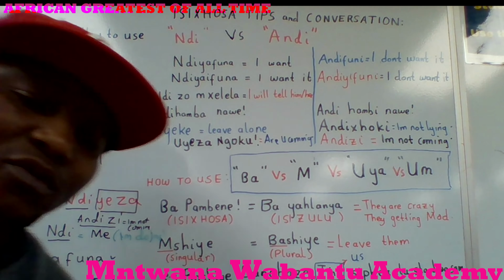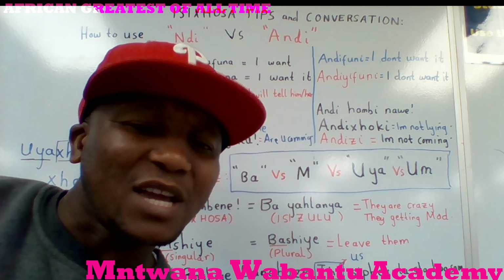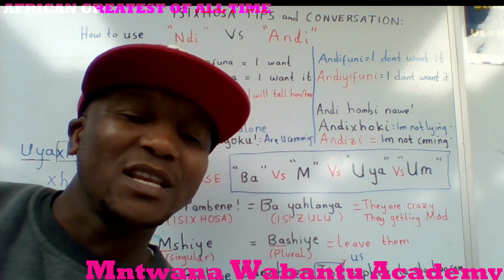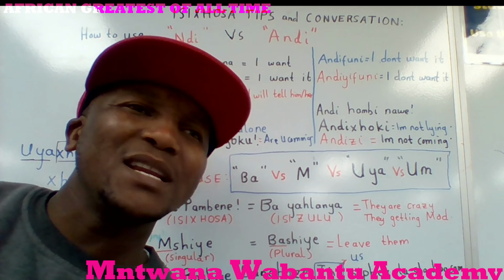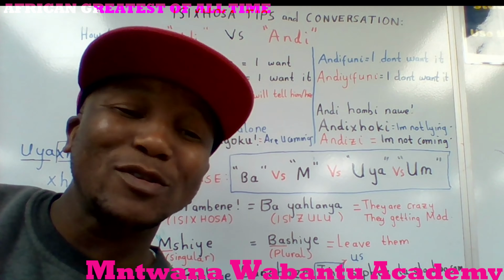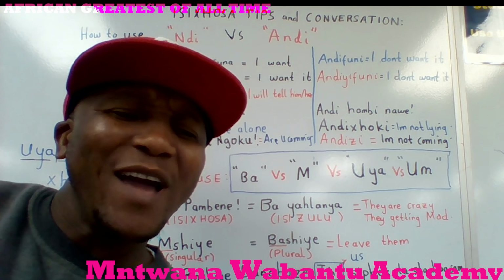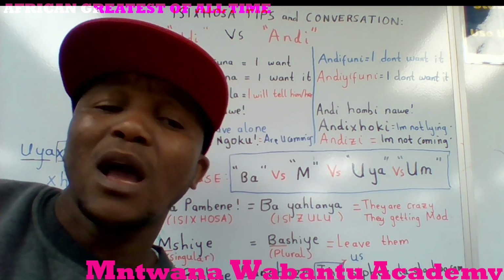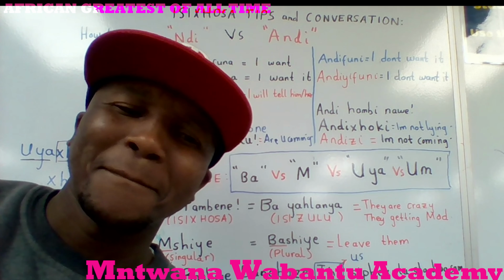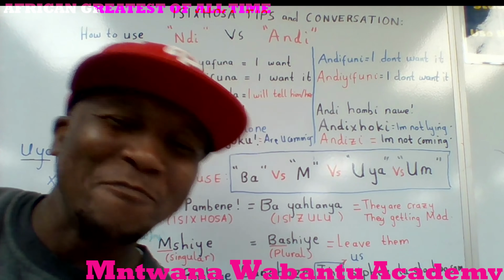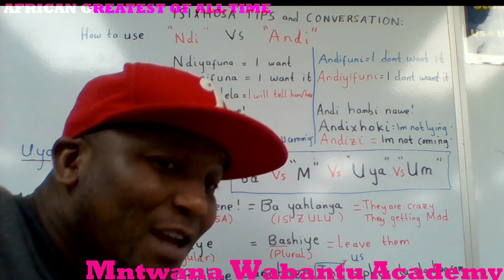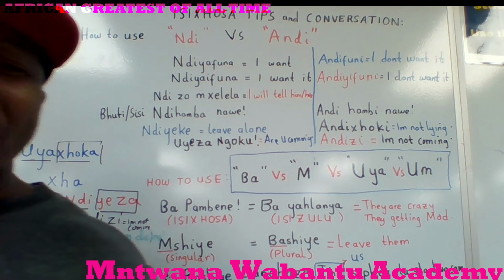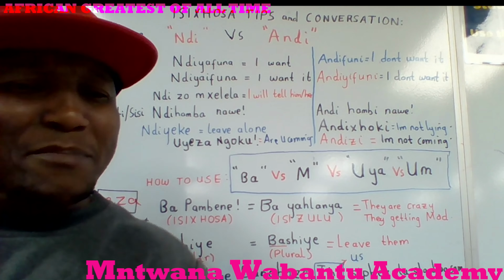Uyeza eskolweni means are you coming to school? Uyeza eskolweni? Aibo man, andizi eskolweni namhlanje means I'm not coming to school today. Are you coming to school today? Mm-mm means no. No, I'm not coming to school today.